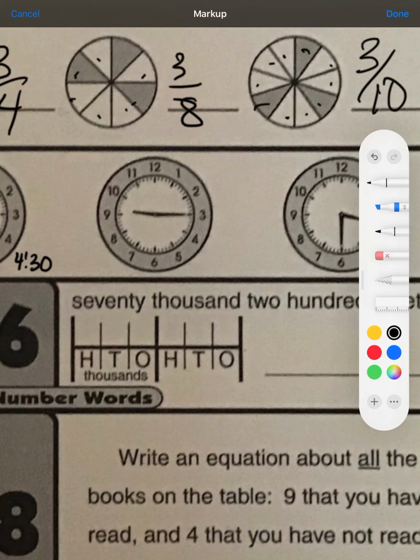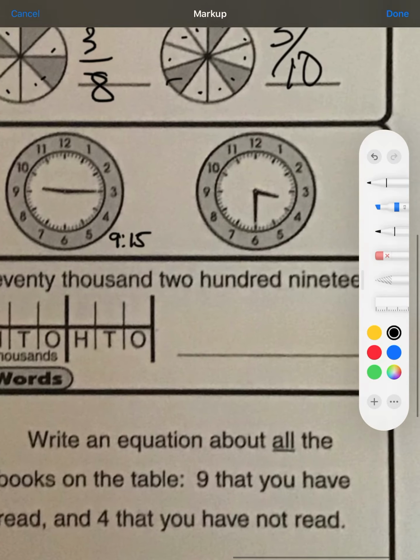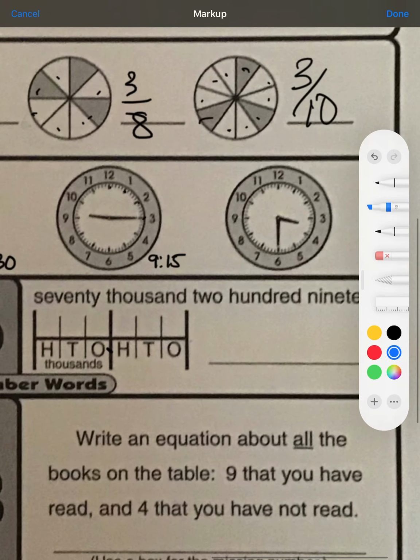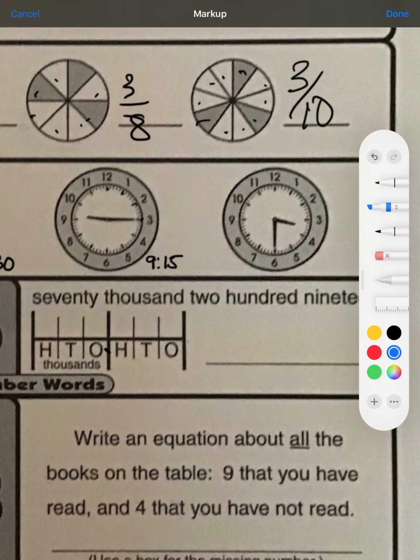Now this hour hand is slightly past 9, so it's 9:15. Because each one of these, that's 5 minutes. 5, 10, 15. Also, you've got your quarters, because you could say 9:15.